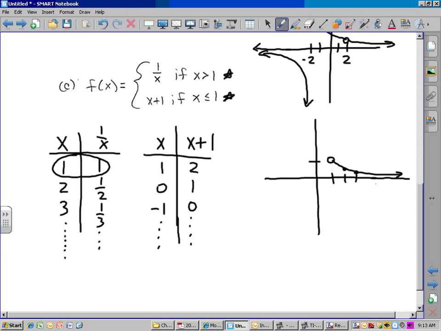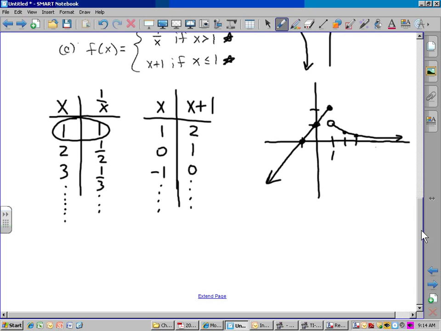Second part, 1, 2, solid dot. 0, 1, -1, 0, and so forth. That continues on forever. So where's our discontinuity? Do we see a break anywhere? Of course. We see a break at x equals 1. In order to get from one point to the next, I have to jump. So we do have a jump discontinuity at x equals 1.